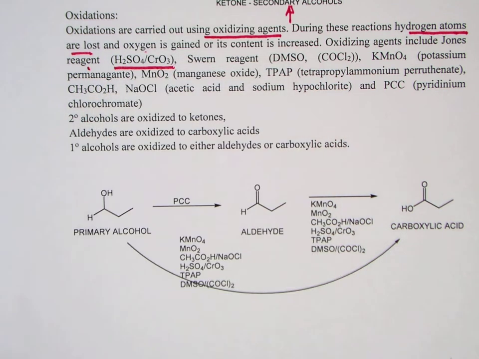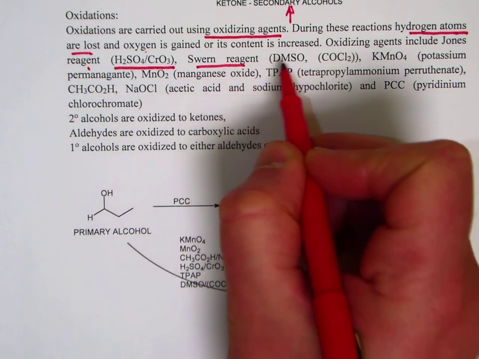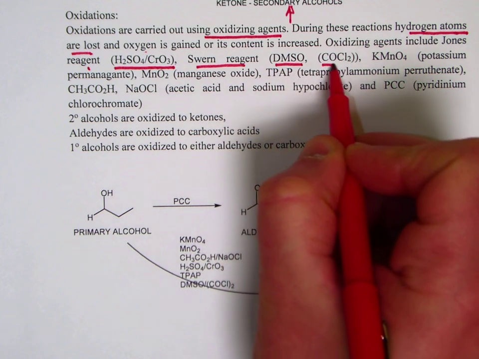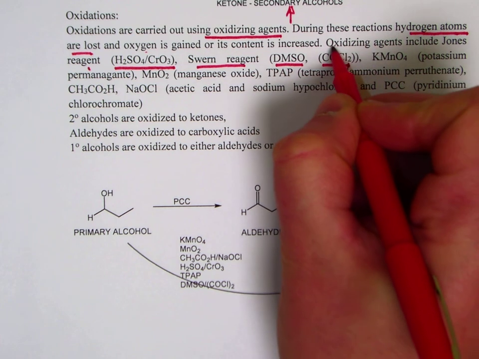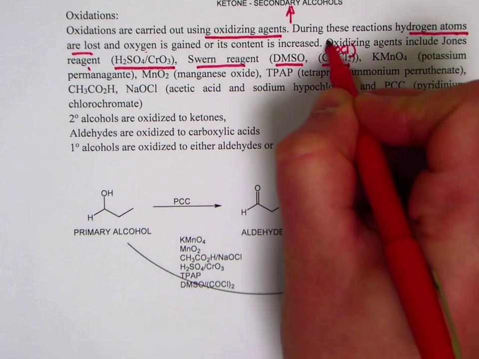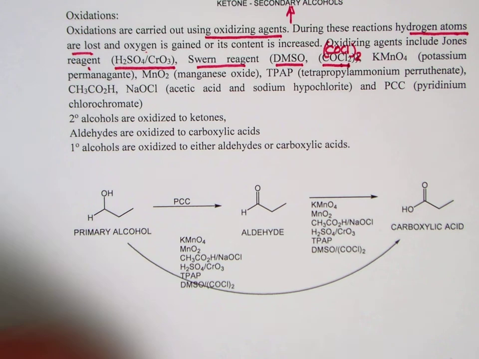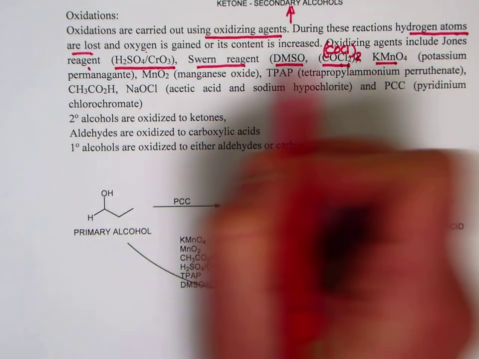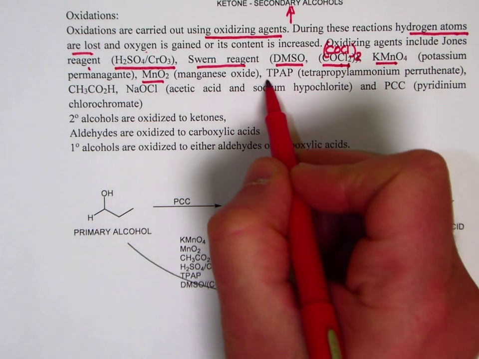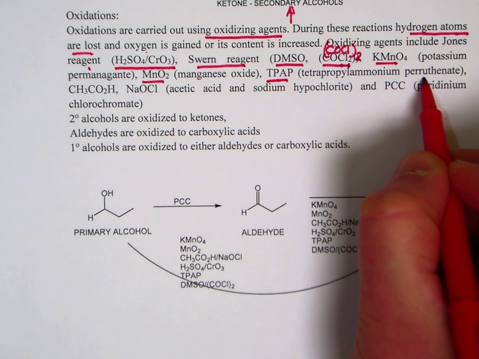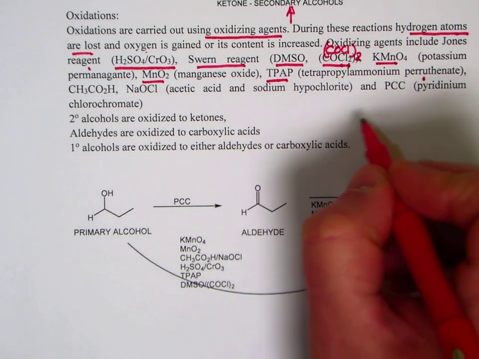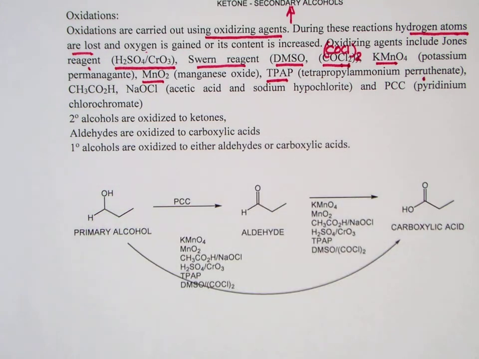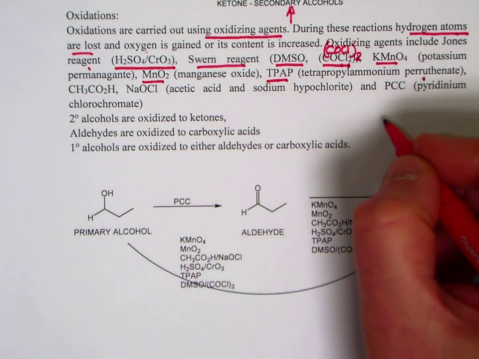acid and chromium trioxide, the Swern reagent, which is dimethyl sulfoxide and oxalyl chloride, which should be COCl, all in parentheses twice, potassium permanganate, manganese oxide, or tetrapropylammonium peruthenate. Okay. Now, tetrapropylammonium peruthenate, you're going to see that reagent a little later on, but it looks like this.